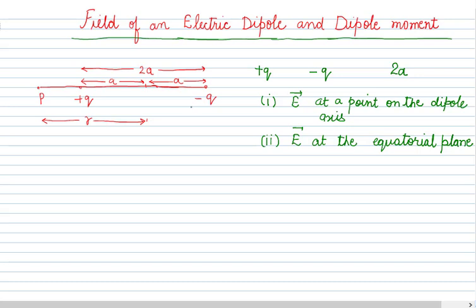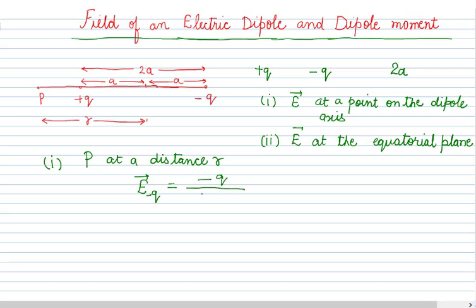So how would we do this? We will calculate the electric field E at a point P, and this P is at a distance of small r from the center of the dipole. As we can see, the electric field due to the charge minus Q may be written as E minus Q is equal to, since the charge is minus Q, minus Q upon 4 pi epsilon naught.